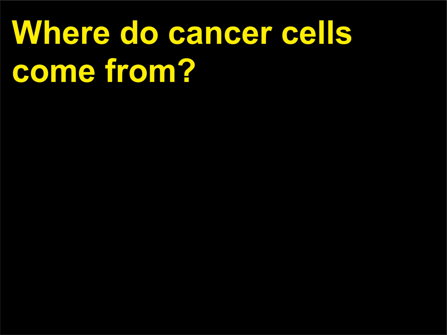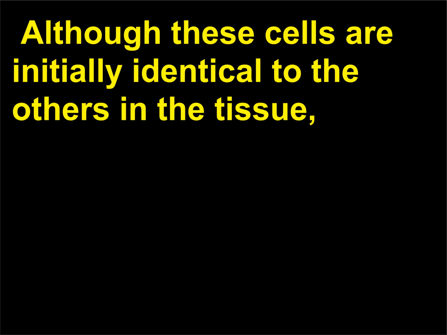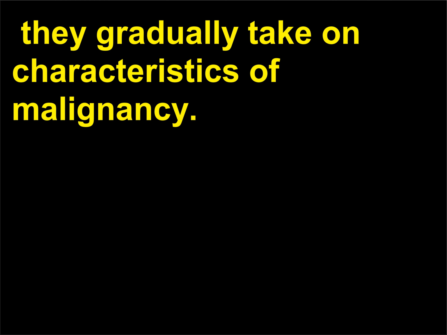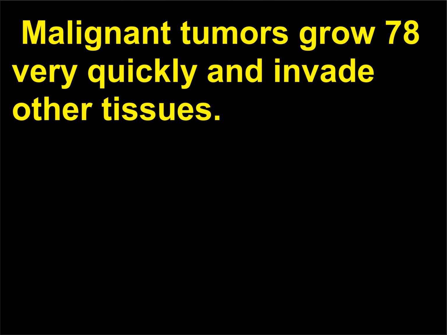Where do cancer cells come from? When the reproductive rate of cells exceeds their death rate, the tissue becomes enlarged, forming a tumor. Although these cells are initially identical to the others in the tissue, they gradually take on characteristics of malignancy. The cancer cells reproduce rapidly and tend to be abnormally large or small. Malignant tumors grow very quickly and invade other tissues.